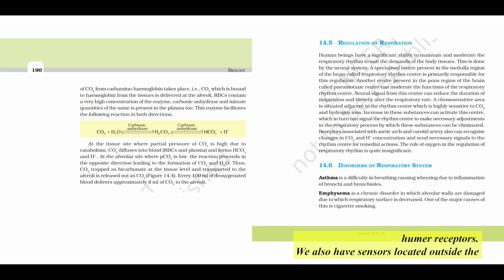4. Peripheral chemoreceptors. We also have sensors located outside the brain, in major arteries, specifically in the aortic arch and the carotid arteries, at the point where they branch in the neck. These receptors also detect changes in blood CO2 and H+ levels. They are also sensitive to large drops in O2 levels, though less sensitive to O2 than to CO2 and H+ under normal conditions. When these receptors detect significant changes, they send nerve signals back to the rhythm center in the medulla, prompting adjustments to breathing.